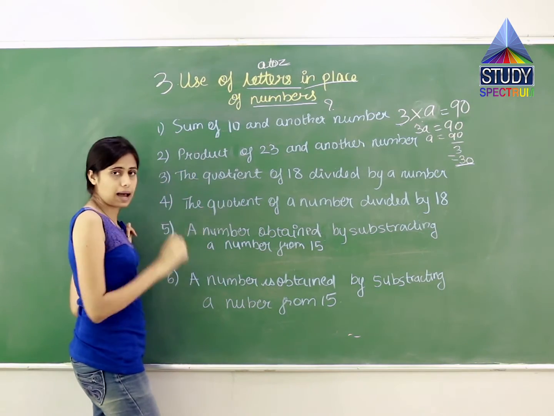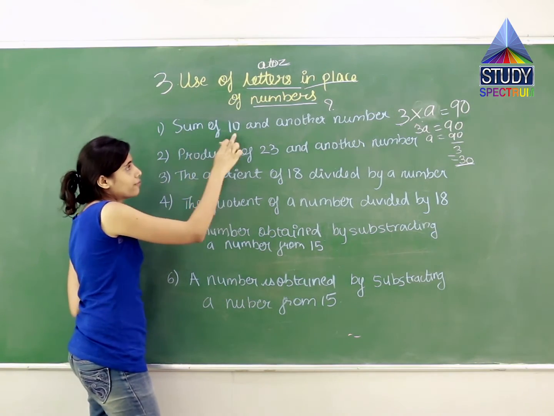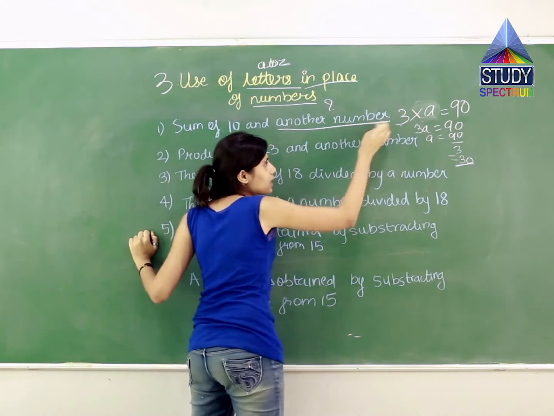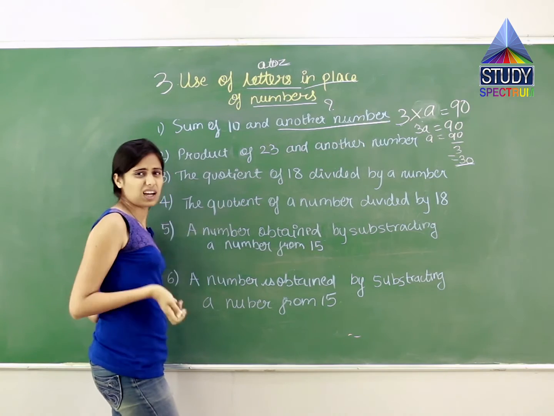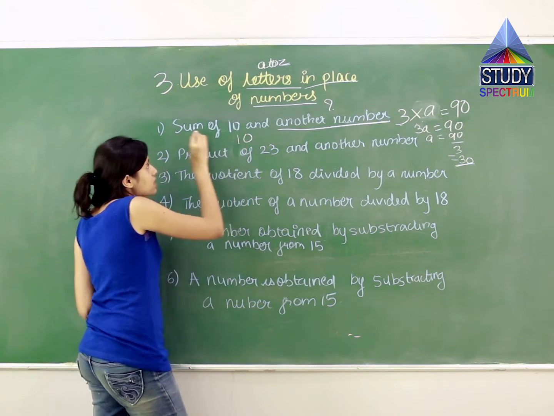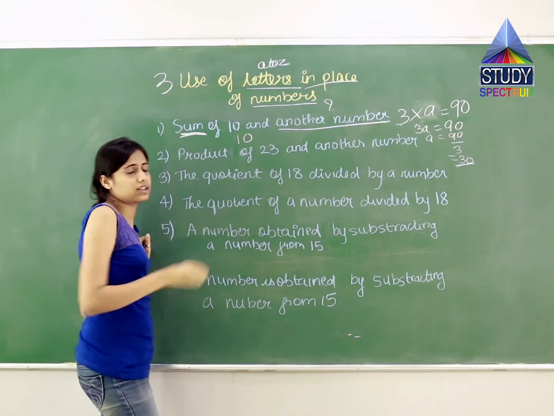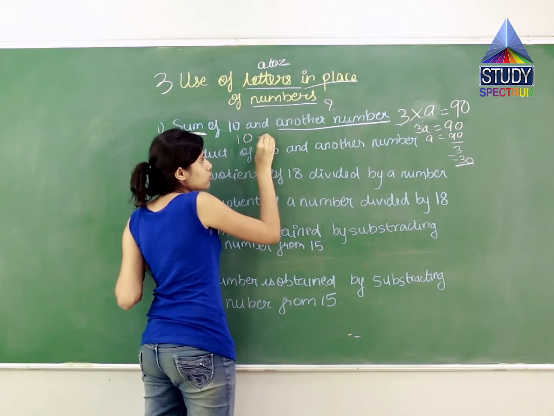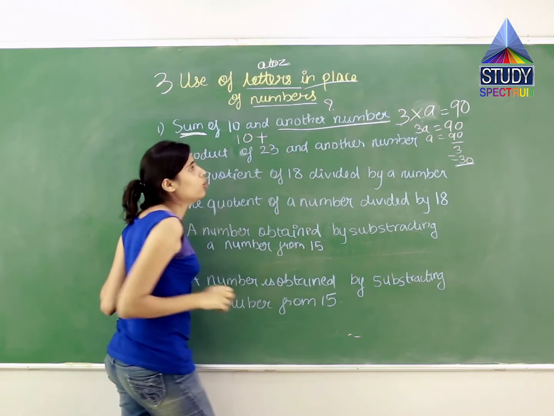The first example says sum of 10 and another number. And another number means what? We don't know which number it is, but we know that it is 10, and sum means what? Look at the first word, which says sum. Sum means addition. So addition, and I don't know the another number.